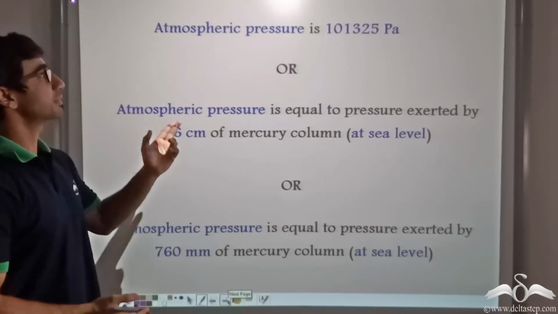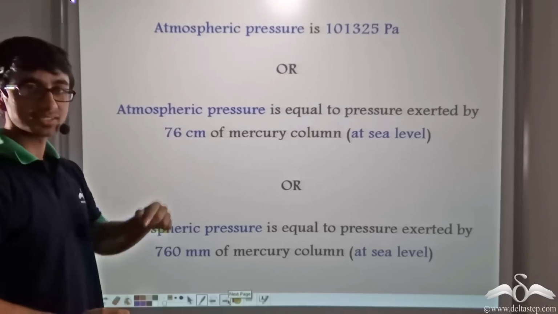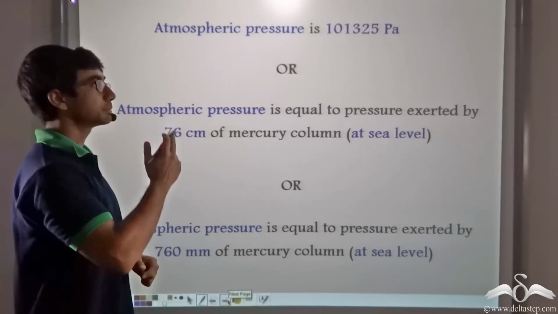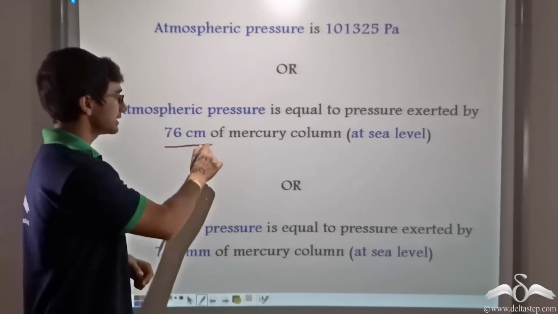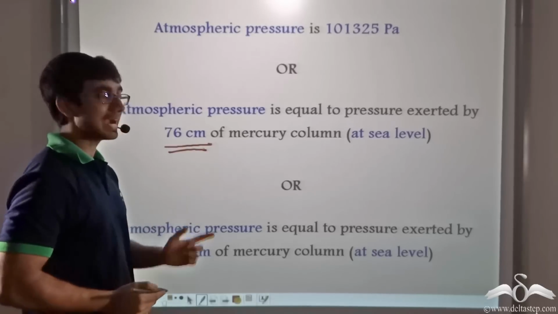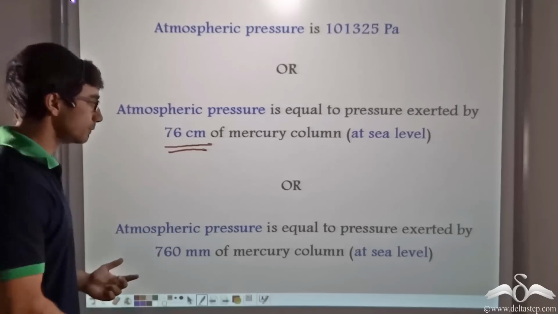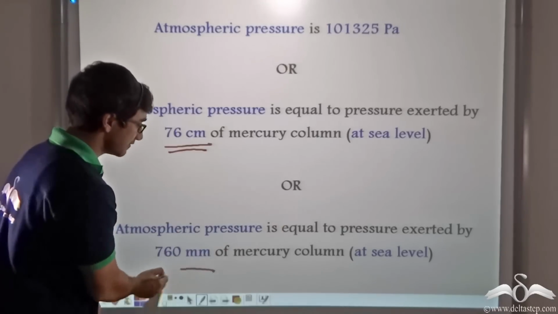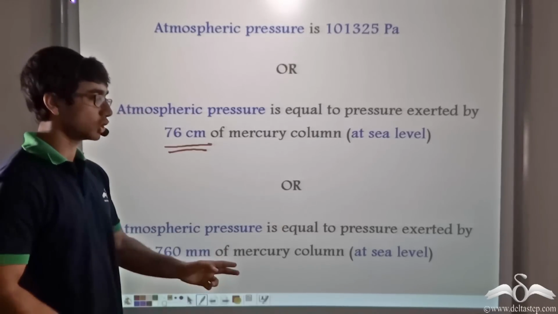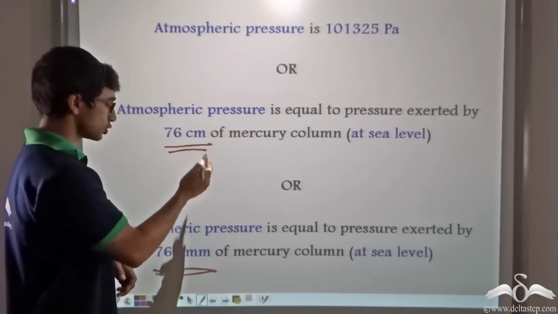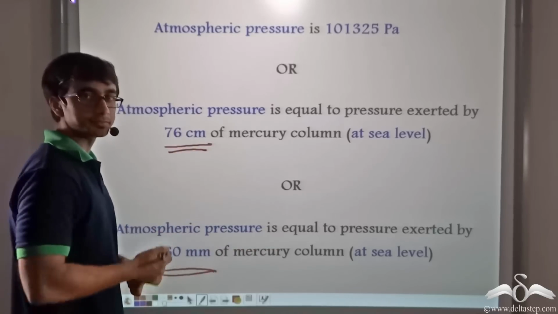So since the atmospheric pressure is 101,325 pascals, we can also say that this pressure is equal to the pressure exerted by 76 centimeters of mercury column at sea level, or we can also say that it is equal to pressure exerted by 760 millimeters of mercury column at sea level. It's nothing but converting centimeters to millimeters by multiplying by 10.